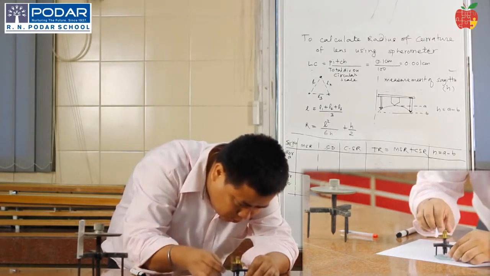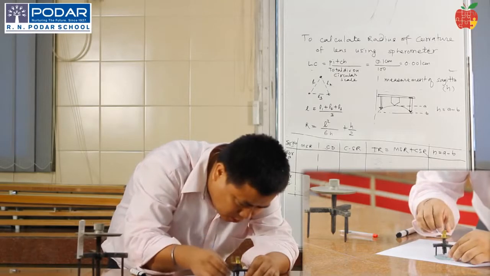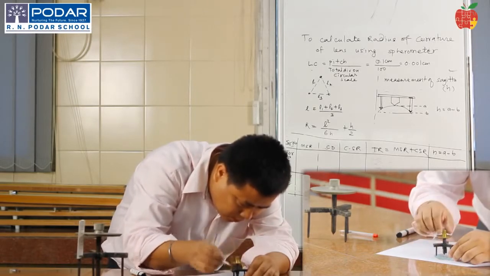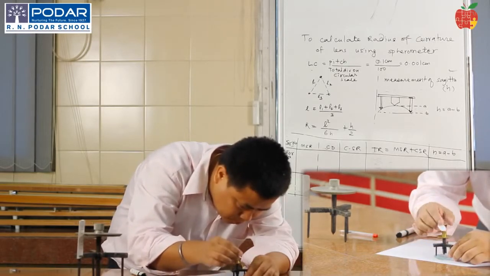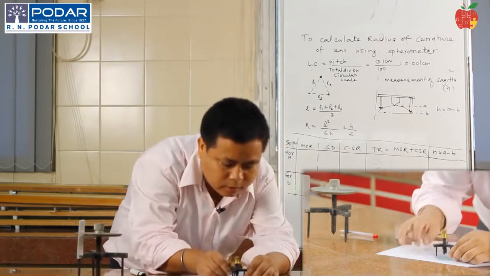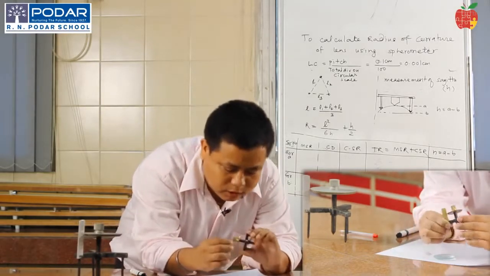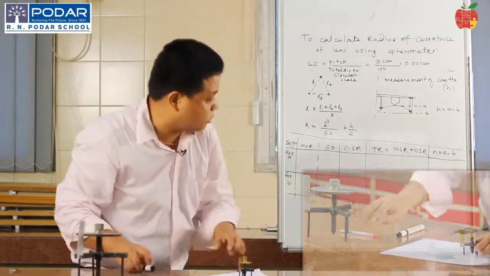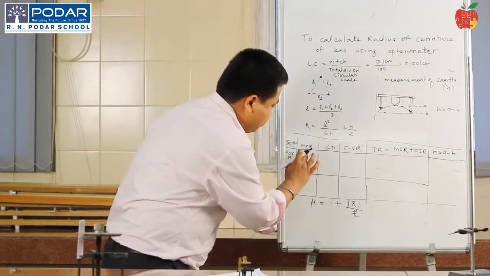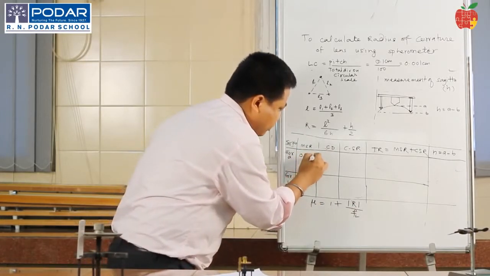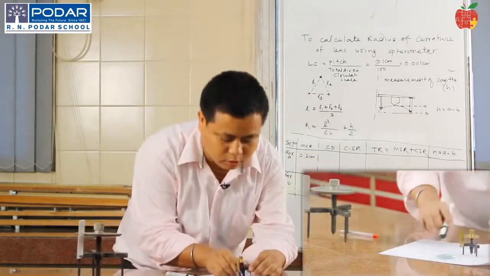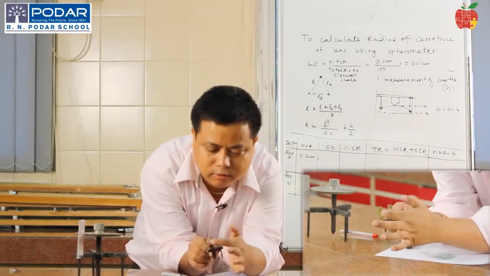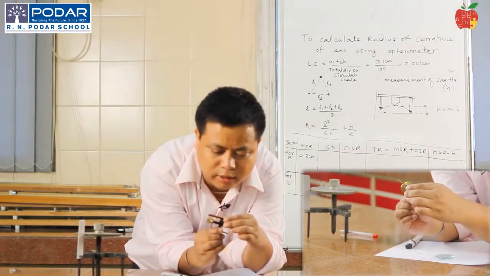See, now it is just not passing. That means it has touched the lens top. So now I'll take the reading. What is my main scale reading? It has gone to 2. So I'll write the main scale reading is 0.2 centimeter. You can see on the scale it has gone to 0.2 centimeter.